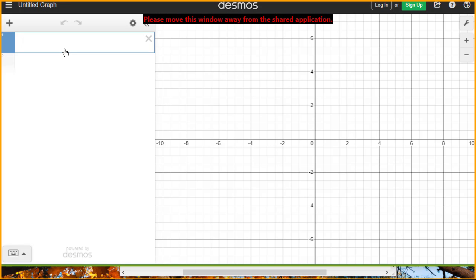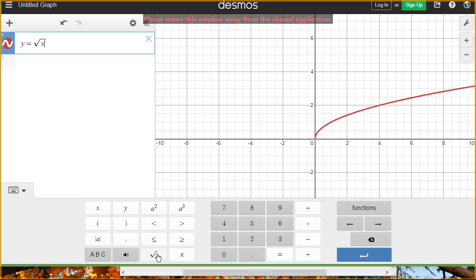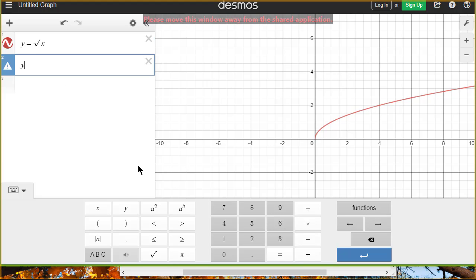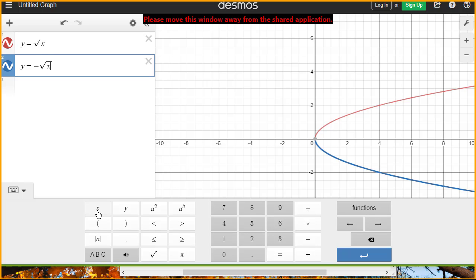Right. So the first one we had was y equals the square root of x. So it gives us that little guy. All right. And what do you think is going to happen when we put the negative out front? It's going to flip it over the x-axis. Yep, exactly. So minus the square root of x. It gives us that little guy, right? So that positive is giving us that top portion, and the negative is giving us the bottom portion.